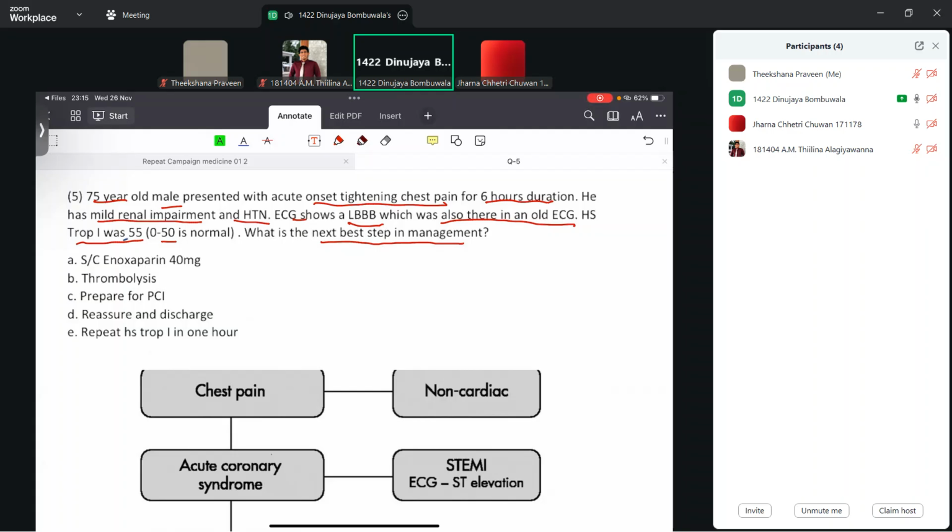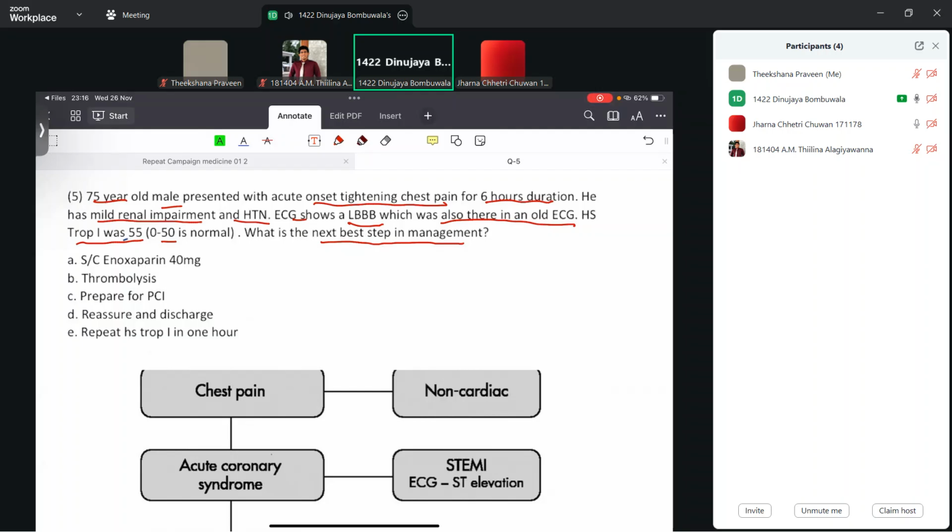If it is new onset, if there are no previous ECGs showing LBBB, then we manage it the same way as a STEMI. If there is no LBBB or STEMI, but there are some T inversions and ST depressions, then we do troponin levels. If troponin levels are elevated, it's non-STEMI. If troponin levels are not elevated, it's unstable angina.